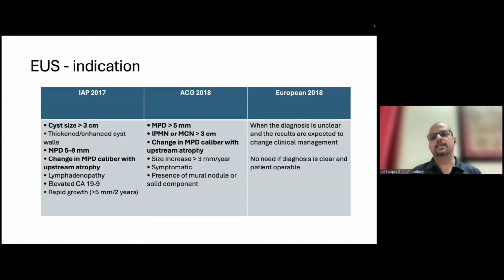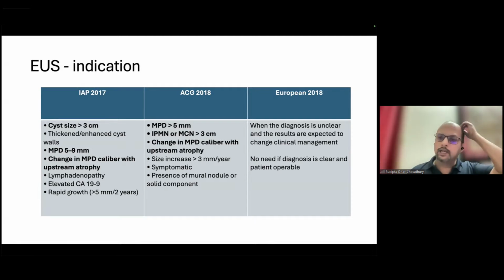Now, different societies have given different guidelines on when to do EUS. If you look at the IAP and the ACG guidelines, there are some commonalities. These include a cyst more than 3 centimeters, an MPD more than 5 millimeters, or an abrupt change in the caliber of the MPD with upstream atrophy. Then definitely we should consider EUS. In addition, both guidelines also mention two other things: the presence of mural nodules, or an elevated CA 19-9.